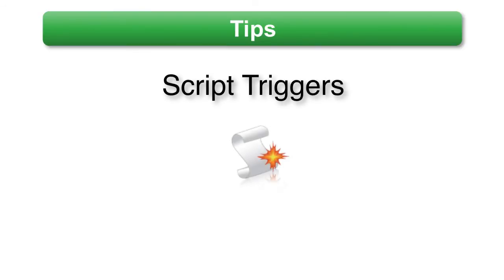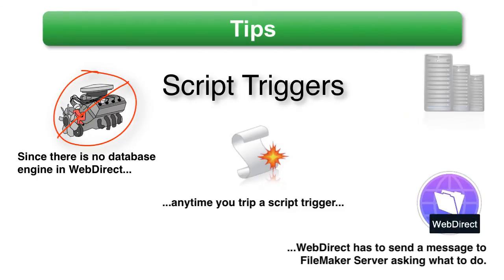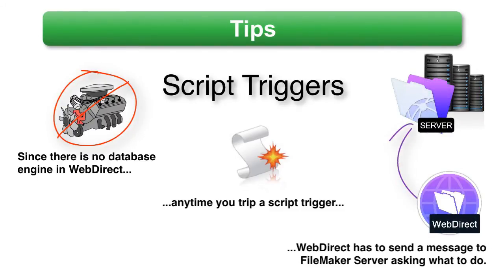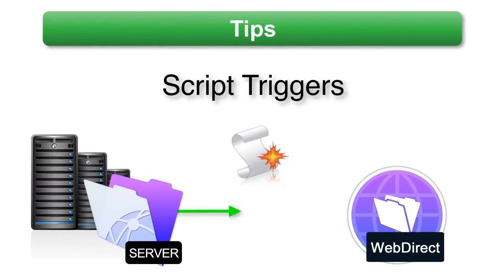Now, something else to keep in mind is that script triggers are something that's new to the FileMaker platform probably in the last decade or so. Script triggers are really neat, but because there's no database engine in your WebDirect, anytime you trip a script trigger, WebDirect has to send a message to FileMaker Server across the network and ask FileMaker Server what to do. So if you're the kind of person that likes to put script triggers everywhere, you might want to rethink that just a little bit, because every time you activate a script trigger, you're causing interaction back and forth across the network between you and your FileMaker Server. And for best performance, you want to mitigate that traffic back and forth.